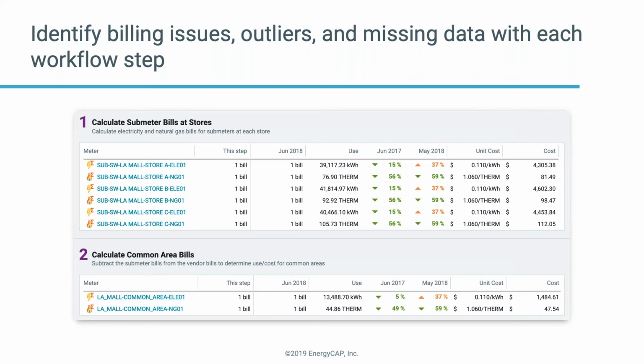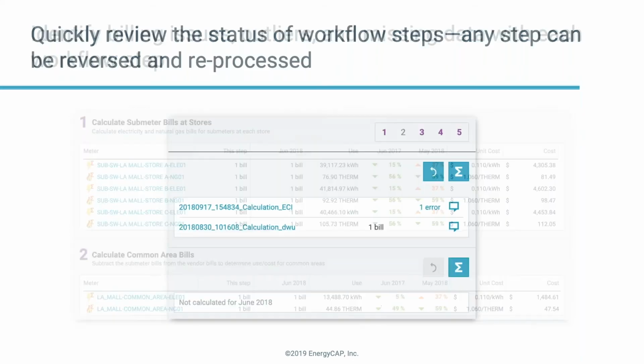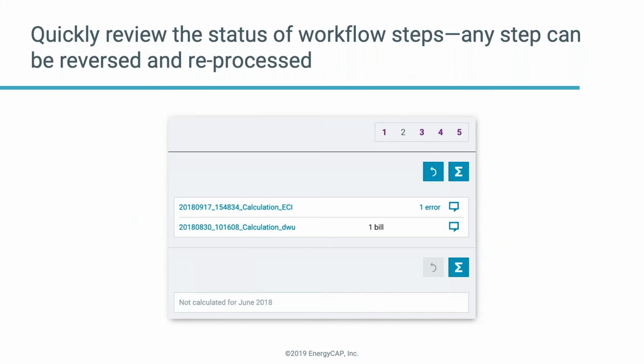So as you process, these values automatically update to help you perform a sanity check, to make sure you don't have missing data in the system before you move on. And as I mentioned, every step along the way is reversible. You can reverse a step and rerun it as many times as you'd like with no ill effects within the application.